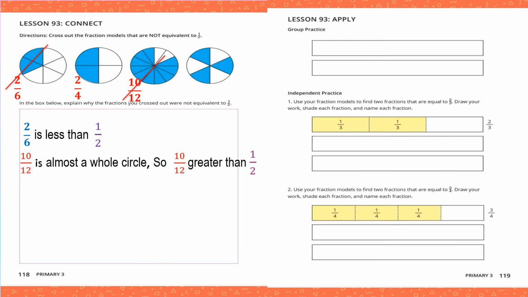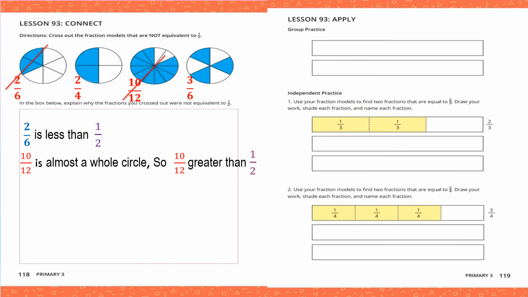The last one, we have here 3 colored parts over 6. 3 over 6. 3 is half of 6. So 3 over 6 is equivalent to 1/2. Then 2 over 6 and 10 over 12 are not equivalent to 1/2.